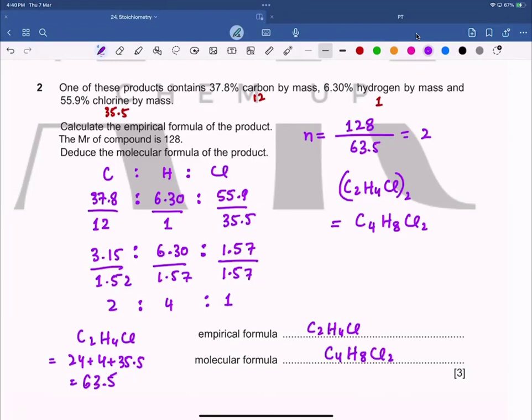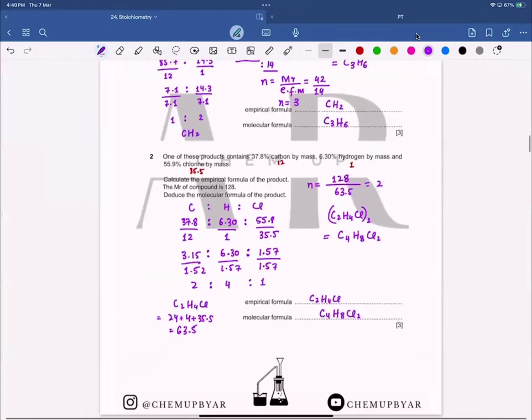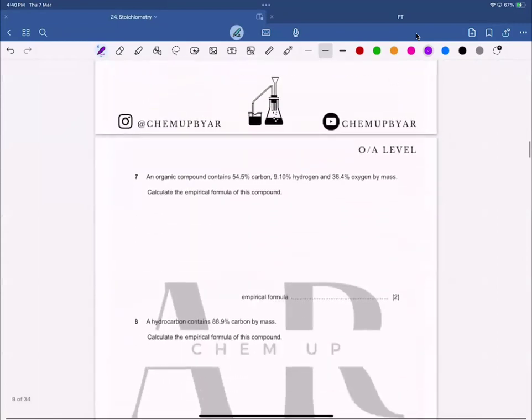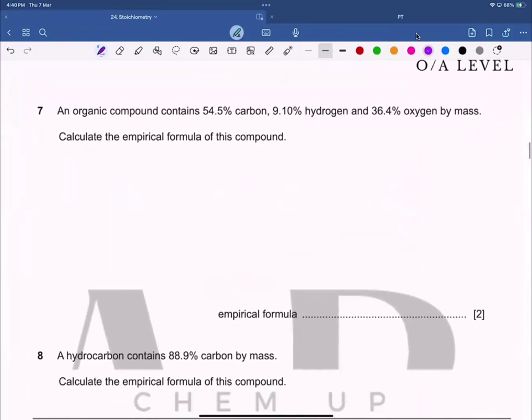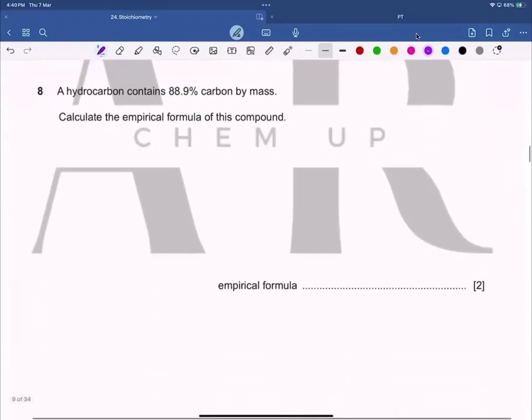Yes, sir. Okay. So you guys take the picture or the screenshot for the practice of these questions. Now we will be heading towards moles. Done. This one as well.